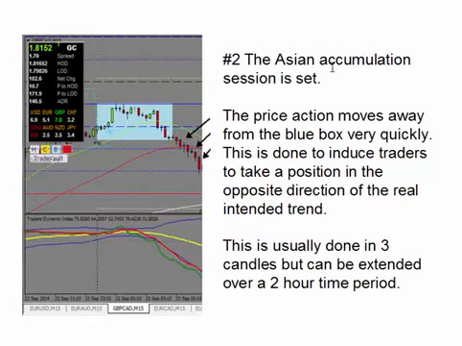The Asian accumulation session is set. The price moves quickly away from the blue box. This is done to induce traders to take a position in the opposite direction of the real intended trend. This is usually done in 3 candles, but it can be extended over a 2-hour time period.